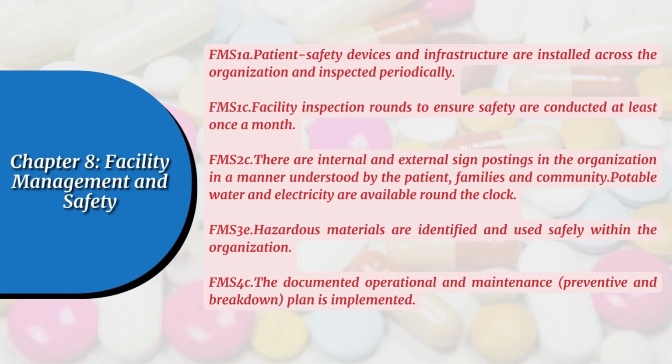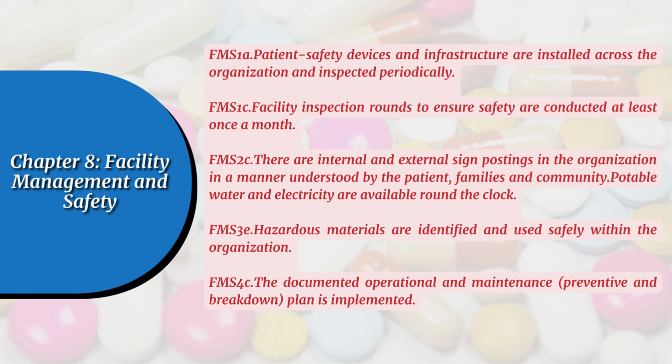Okay, so now I'll talk about chapter number 8, facility management and safety. The objective elements of facility management and safety are as follows. First one is FMS 1A, patient safety devices and infrastructure are installed across the organization and inspected periodically. So there are safety devices to ensure that patient safety is always there through these devices.